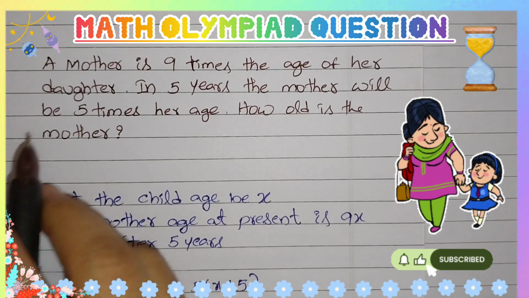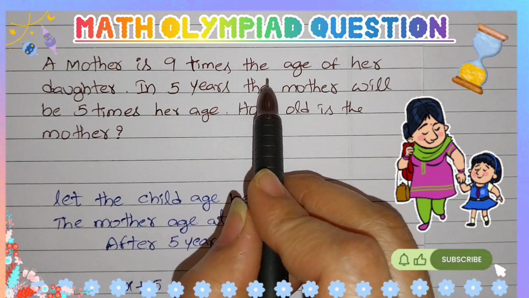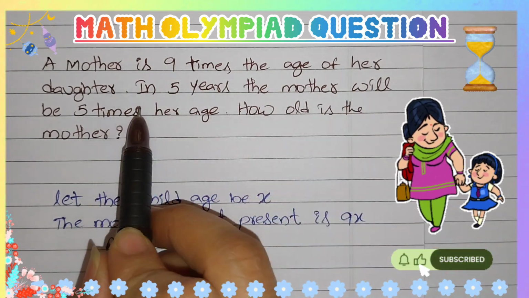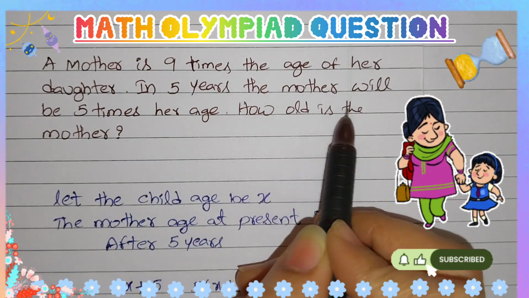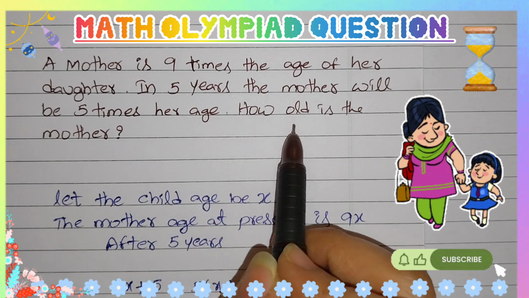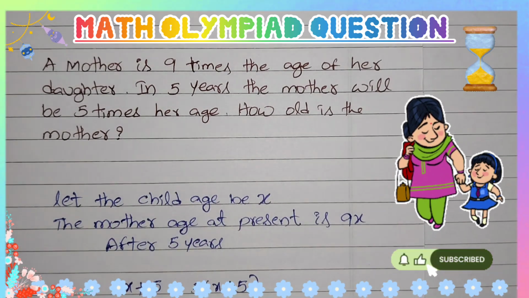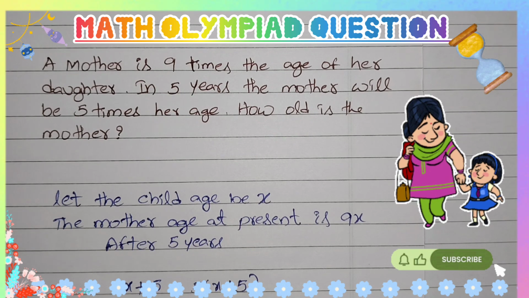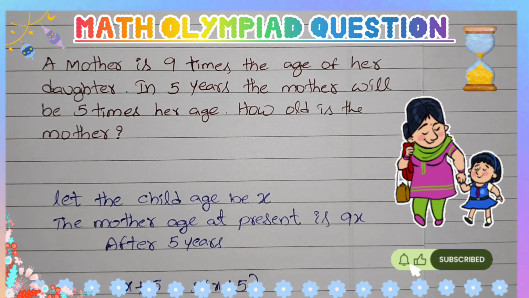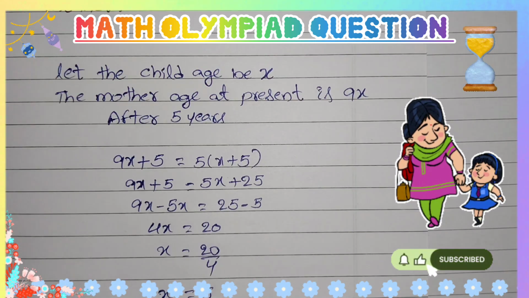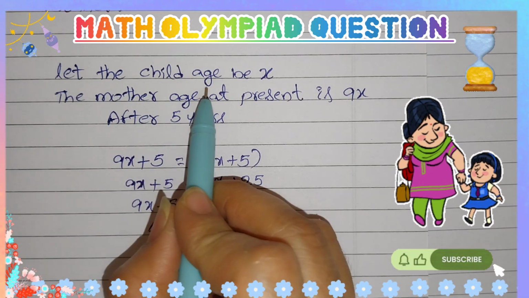The second question is, a mother is 9 times the age of her daughter. In 5 years, the mother will be 5 times her age. How old is the mother? Read the question carefully and understand it, what is given, what we have to find. We have to find how old is the mother, and a mother is 9 times the age of her daughter.